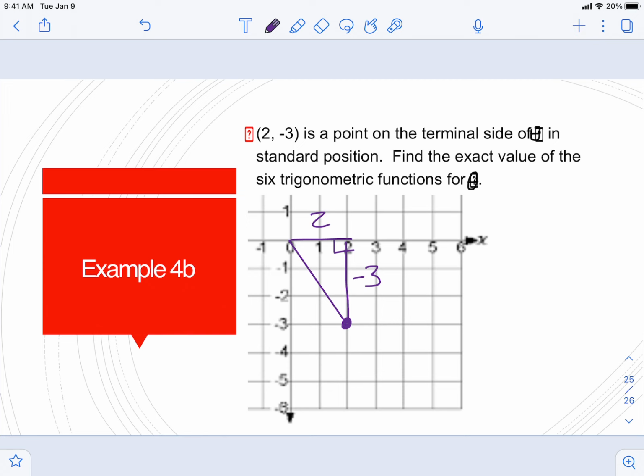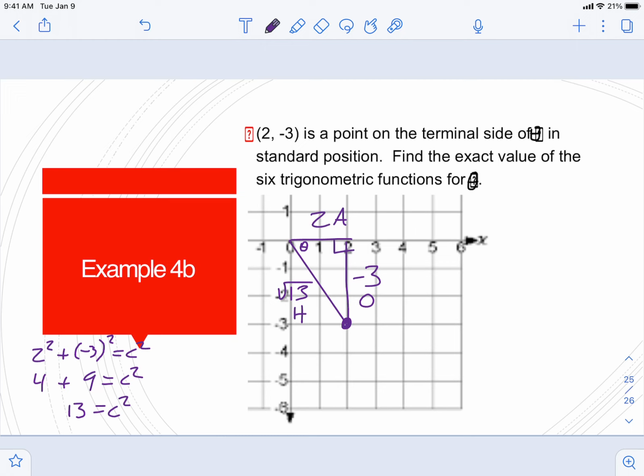And now we want to use the Pythagorean theorem. 2 squared plus negative 3 squared equals c squared. So that's 4 plus 9 equals c squared. That means that 13 equals c squared, which means that c is equal to the square root of 13 for our hypotenuse. And that one doesn't reduce, so we'll just leave it like that. All right, theta is in this corner. That means that negative 3 is the opposite, 2 is the adjacent, and root 13 is the hypotenuse.